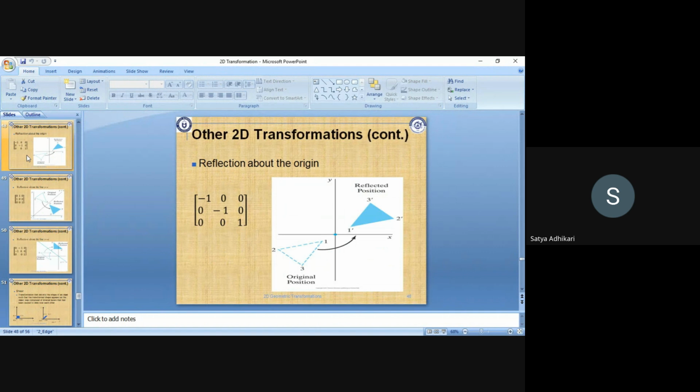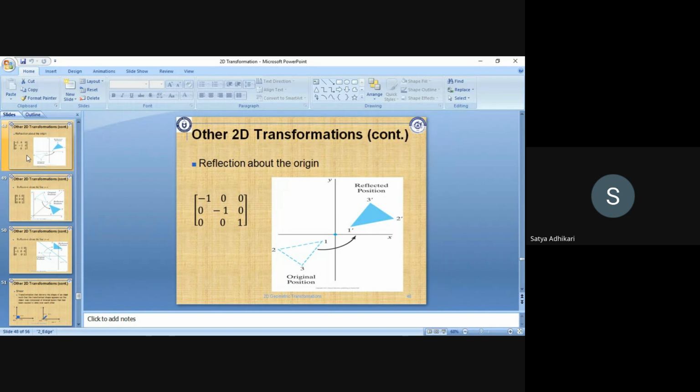Similarly, we can reflect an object with respect to the origin. That means the combination of the x-axis and y-axis. You can say the combination of both: you first reflect about the x-axis and then the y-axis, or first the y-axis then the x-axis. So that is the reflection about the origin, and it will be clear if you see the matrix.